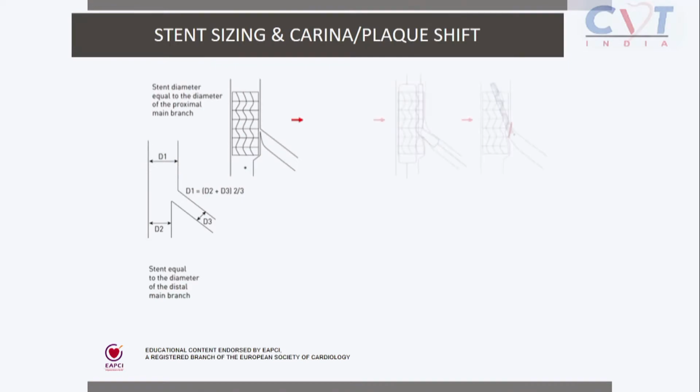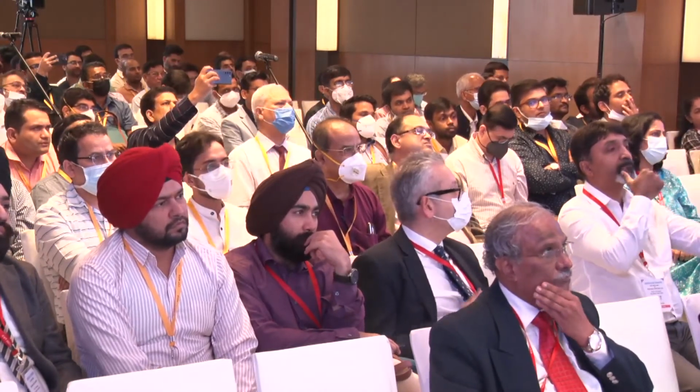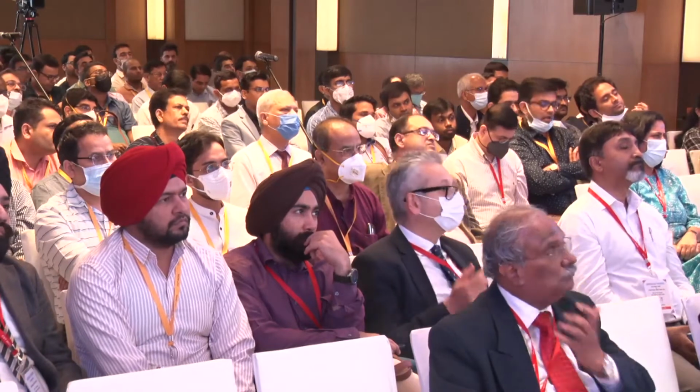And sizing, this is just a brief cartoon of why you should size to the distal main branch, because if you size to the proximal main branch, you have a very high likelihood of carina shift, compromising the subsequent entry of wires, balloons, or stents into the side branch. While if you size to the distal main branch and then do a proximal optimization, you much more favorably affect the dynamics of the bifurcation, allowing for easier rewiring and easier subsequent access of both balloons and stents should you need them.